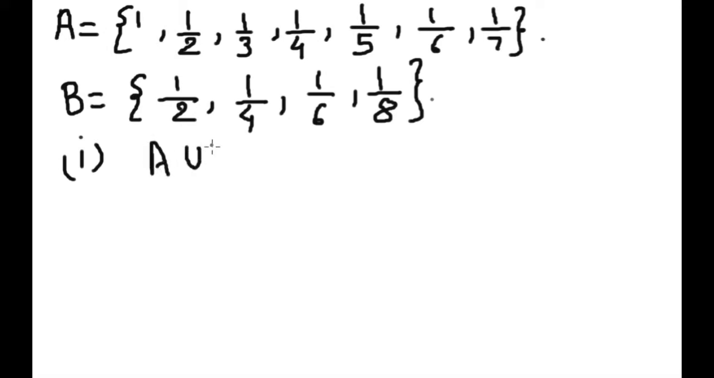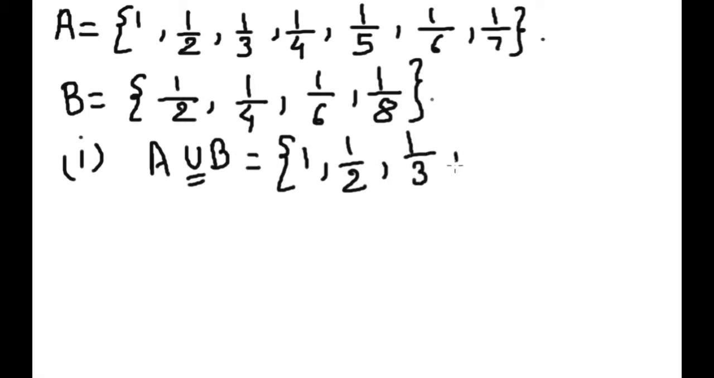A union B. A union B means we have to write all the elements of A and B one time and make a set. So first we will start from the elements of A. The first element is 1. Next 1 by 2, next 1 by 3. I am writing all the elements of A: 1 by 3, 1 by 4, 1 by 5, 1 by 6 and 1 by 7.